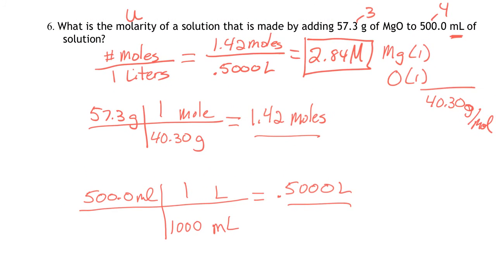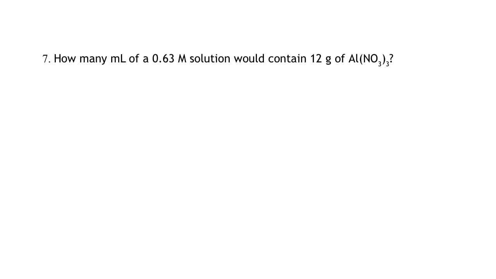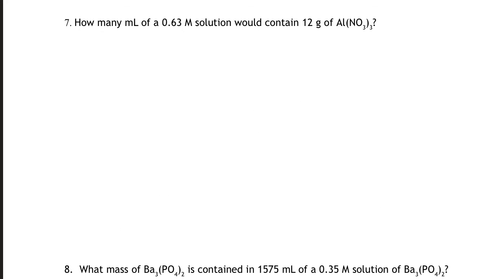Number 7, right there. How many milliliters of a 0.63 molarity solution would contain 12 grams of aluminum nitrate? Aluminum nitrate. So first thing, I'm going to scan this, see if I can find a conversion factor. Oop, there it is. 0.63 moles per 1 liter of my solution. This would be your known, and I got to convert this to milliliters.